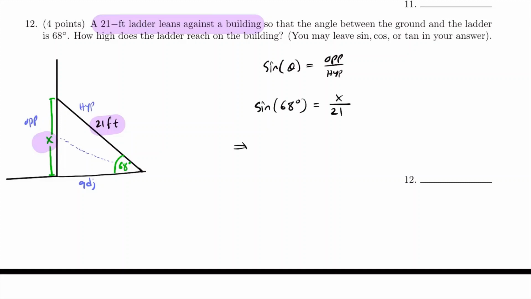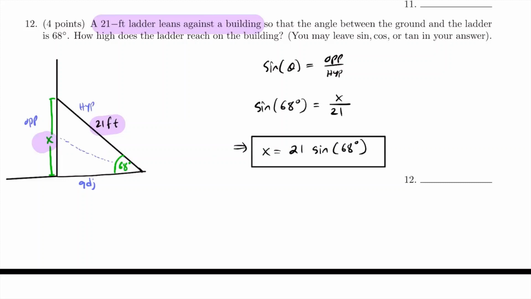And then I can solve for x. So x is equal to, multiply both sides by 21, 21 times sine of 68 degrees. Now, since we're not allowed to use a calculator, this is an acceptable answer.